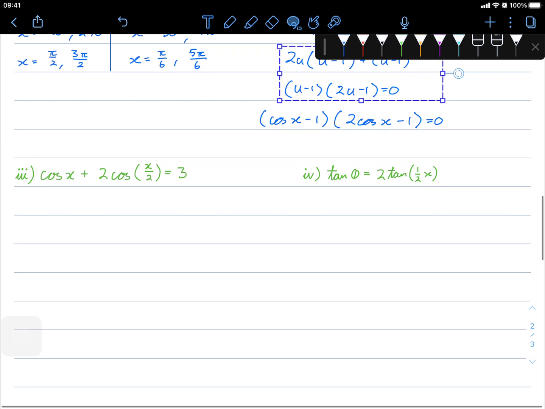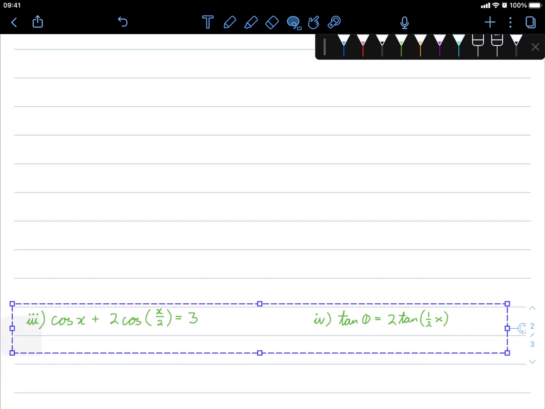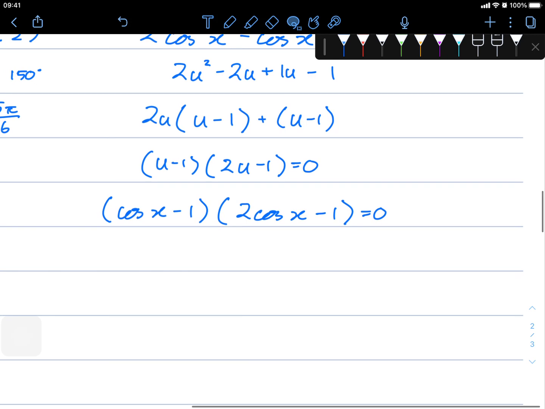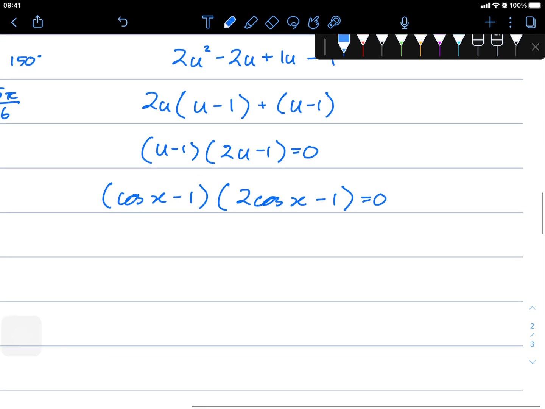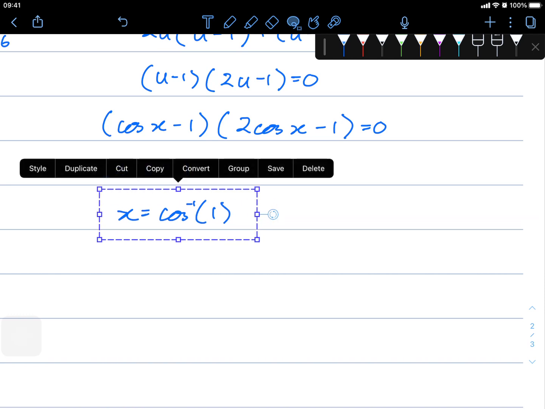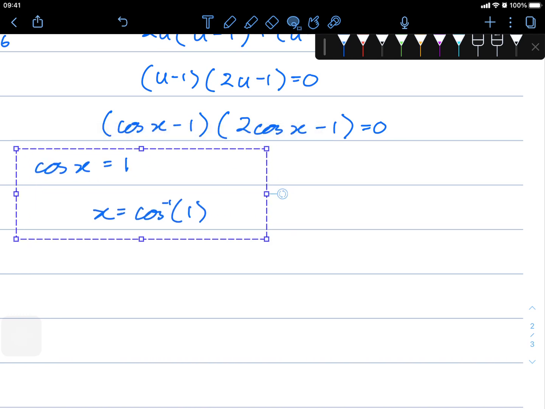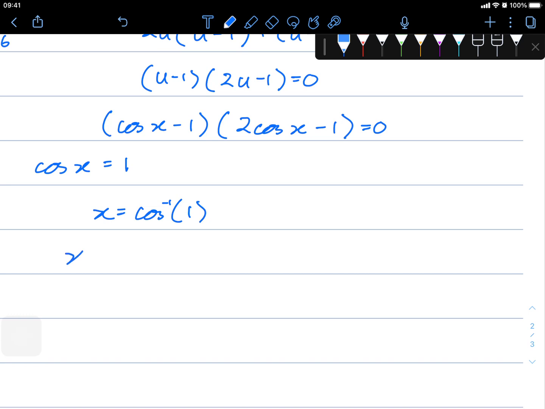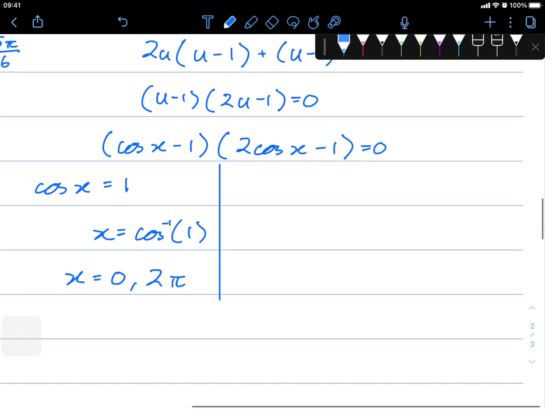Let's make some more space for myself. And solving each one individually as we did before. Cos x is equal to 1, so moving this to the other side of 0. x is equal to inverse of cos of 1. And I hope you can see that we should get x equals 0 and 2 pi.